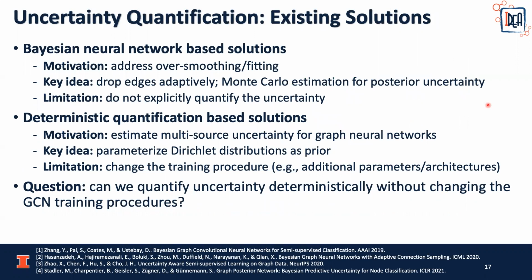So a good thing is that there are already a few existing works that study uncertainty quantification on graph neural networks. And basically, there are two main types of approaches. The first type is Bayesian neural network based, which adaptively drops the edges. But a key limitation of this kind of approach is that they cannot explicitly quantify the uncertainty of the model predictions. Another type of method is called deterministic quantification based, which aims to estimate the posterior by introducing some parameterized distribution as the prior distribution. And although this type of method can quantify the uncertainty explicitly and deterministically, it will change the training procedure because of the additional parameters or additional architectures in the graph neural networks, which will further increase the model complexity and might hurt the generalization of the graph neural networks.